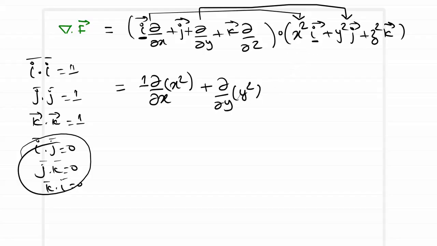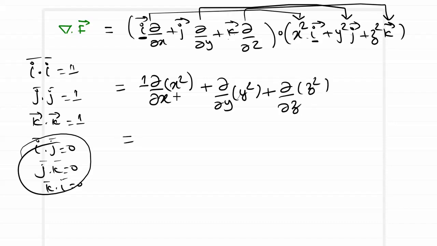So j dot k will be equal to 0. Now let us move to the third component in a similar way. k dot i is 0, k dot j is 0. What you will be left with is just k dot k. So what is k dot k? 1. So what we will have is dou by dou z of z square.